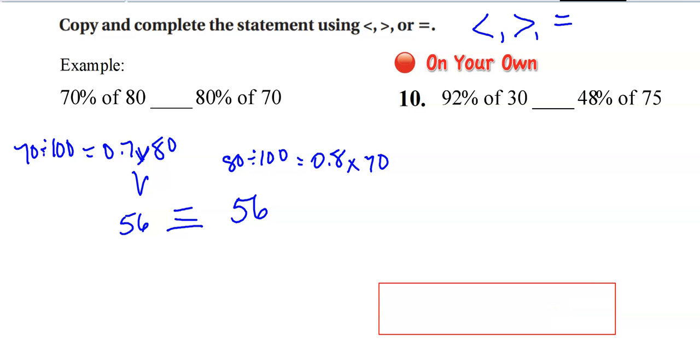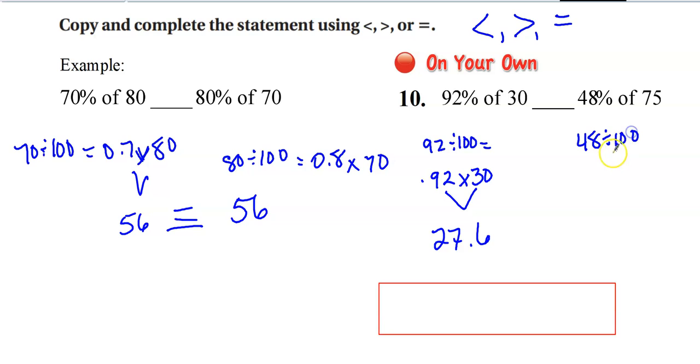92 divided by 100 equals 0.92, and then I multiply by 30, and I get 27.6. On this side, I do 48 divided by 100 equals 0.48 times 75, and I get 36. So the symbol that I want to put in is the less than symbol, and the way I say this is 27.6 is less than 36. Okay, that's it.